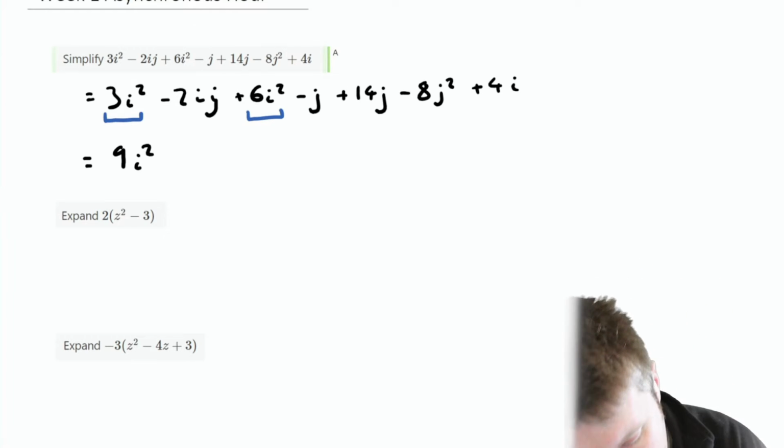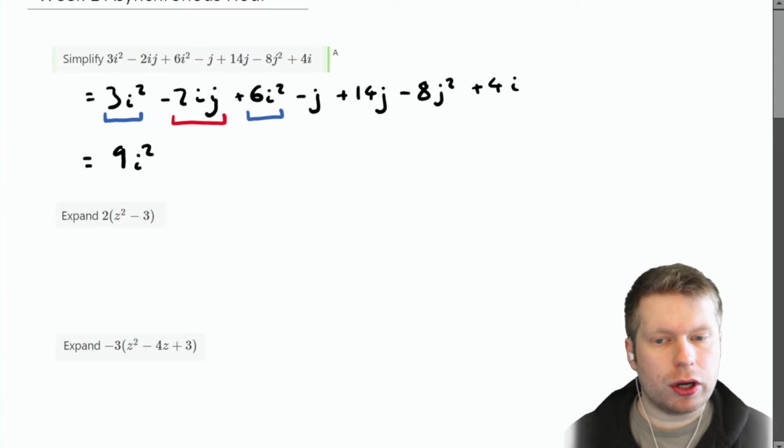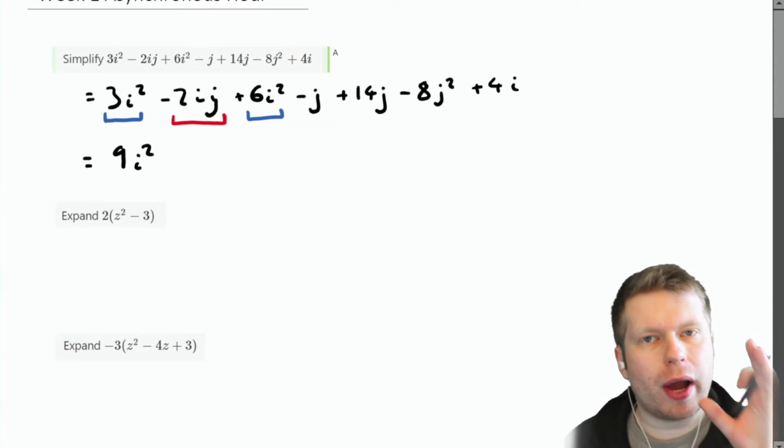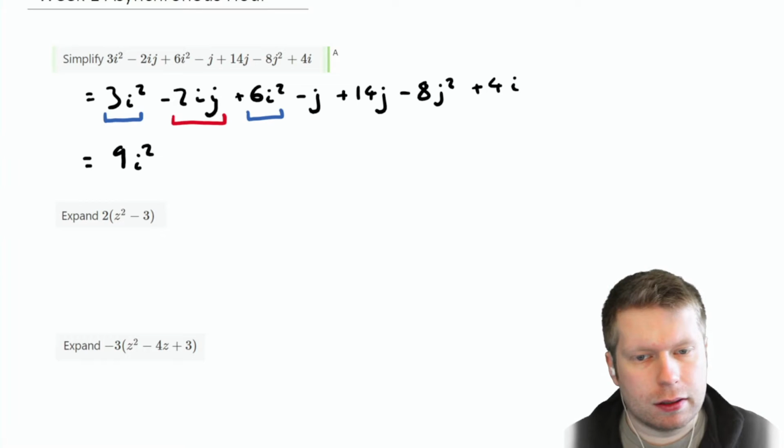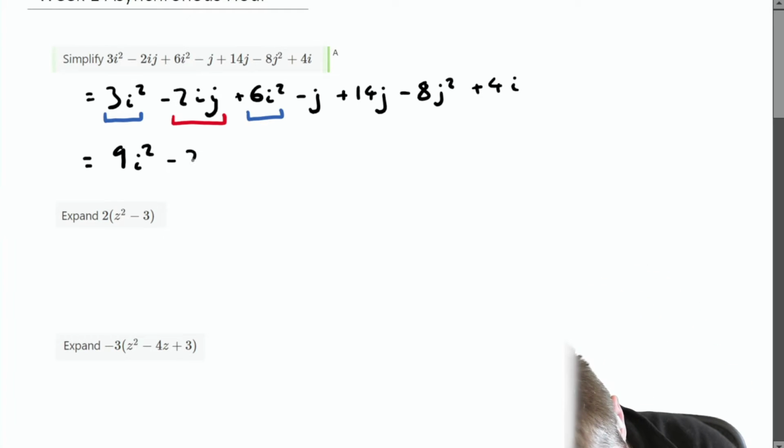Now I'll just move along to the next term. So let's have a look at the term with the i and the j in. Well, if you have a look, nowhere else in this expression do I have a term with i and j in, okay? So therefore, there is only a negative 2ij. That's the only one of its kind.